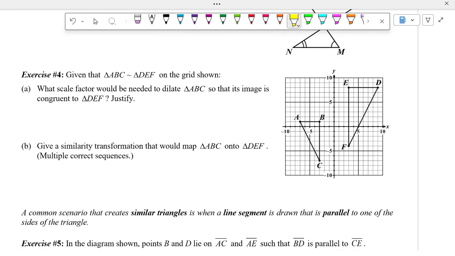So, exercise 4 states triangle ABC is similar to triangle DEF. So, those two triangles right there are similar to each other. Now, we need to figure out the scale factor that would be needed to dilate ABC so that the image is congruent to DEF.